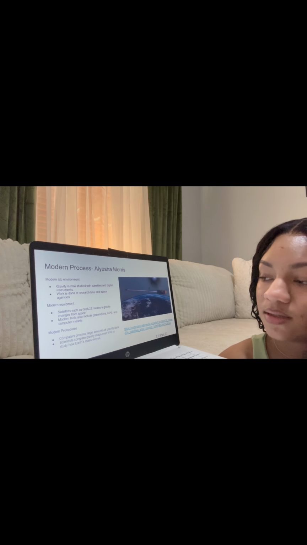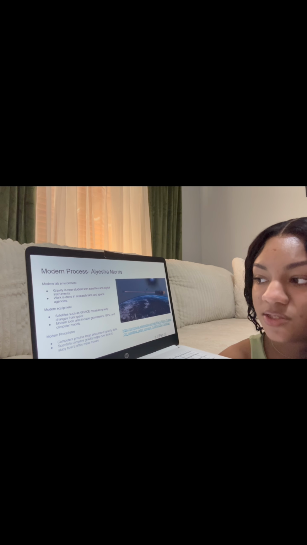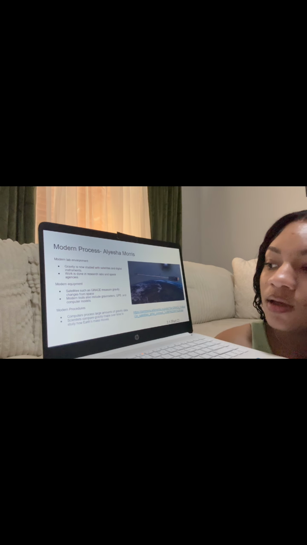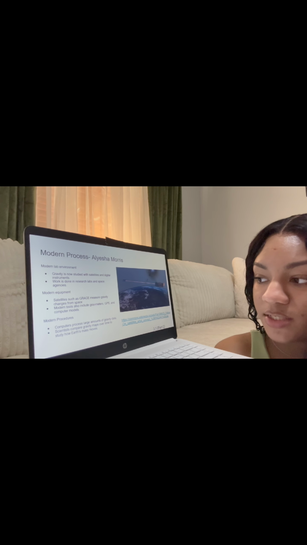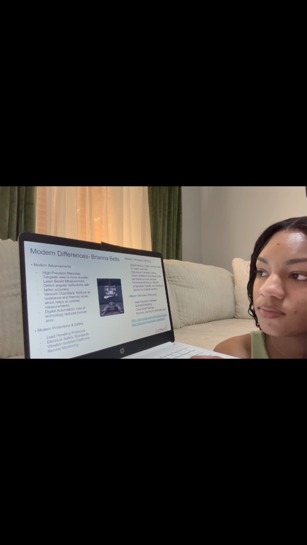For the modern lab environment, gravity is now studied with satellites and digital instruments. Work is done in research labs and space agencies. For the equipment, satellites such as GRACE measure gravity changes from space. Modern tools also include gravimeters, GPS, and computer models. For the procedures, I have computers process large amounts of gravity data. Scientists also compare gravity maps over time to study how Earth's mass moves.